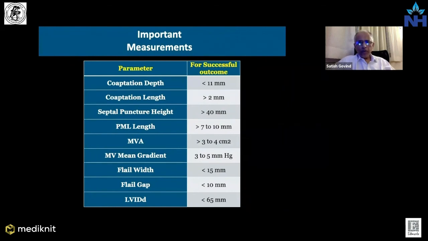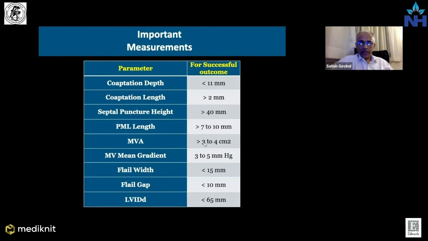So what are the important measurements that you have to keep in mind? So you have the coaptation depth, which has to be less than 11 millimeters. So all these parameters which I've listed here are important for successful outcomes. Length of the coaptation should be more than 2 millimeters. Septal puncture height should be more than 40. The PML length, minimum 7, ideal 10. Mitral valve area, always good to have more than 4.